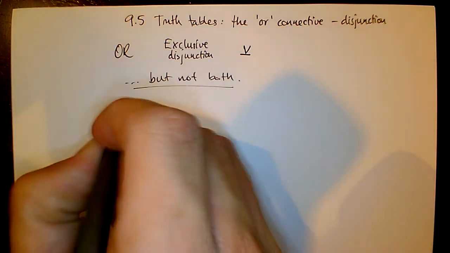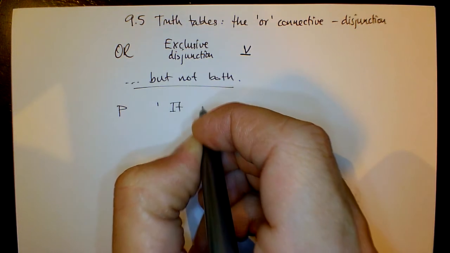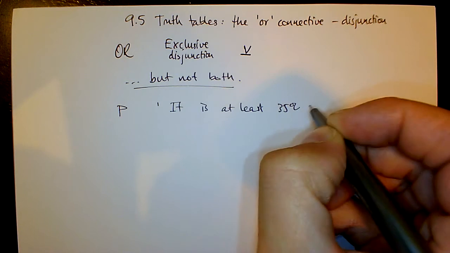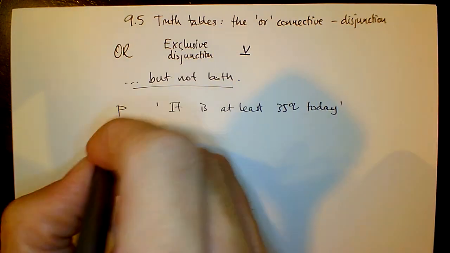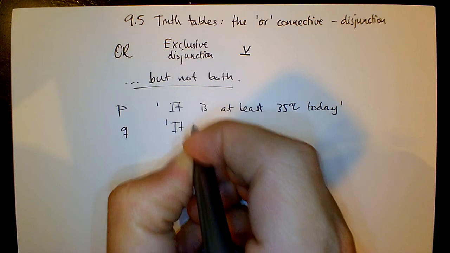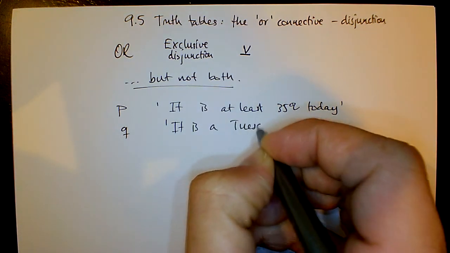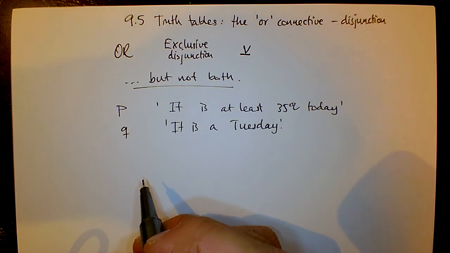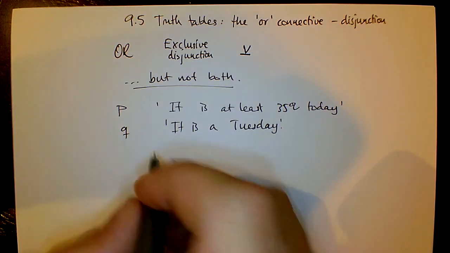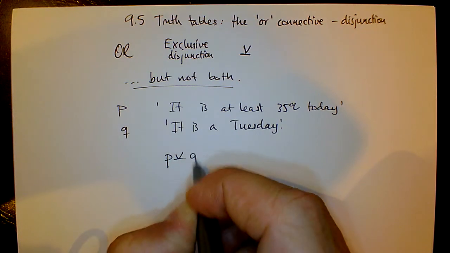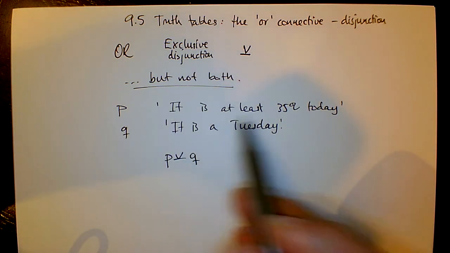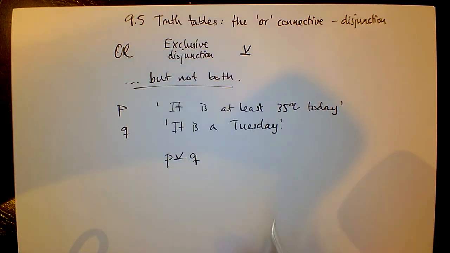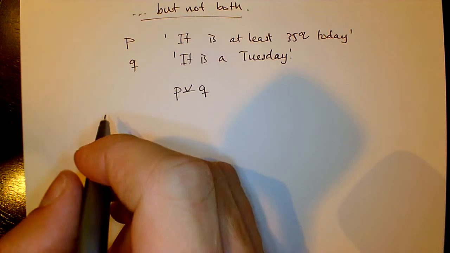So let's look at the statement of P. It is at least 35 degrees Celsius today, and Q, it is a Tuesday. Then what does P exclusive-or Q mean? It means that it is at least 35 degrees Celsius today, or it is a Tuesday, but it's not both of them. So what does that look like in a table, in a truth table?